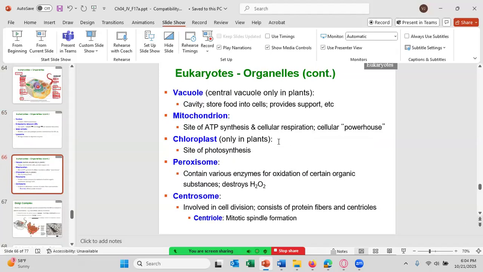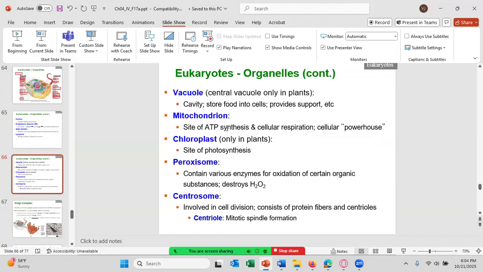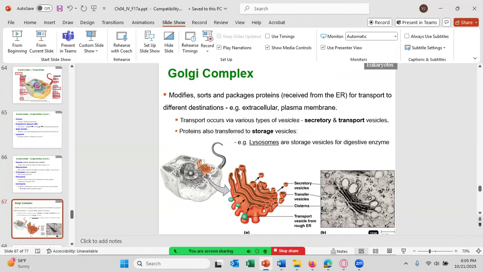I want to talk a little bit about the mitochondria and the chloroplast. These are special organelles because they have two membranes. They actually have DNA inside them, a DNA molecule inside these organelles, and they have ribosomes inside these organelles as well. We'll talk about why in just a little bit.